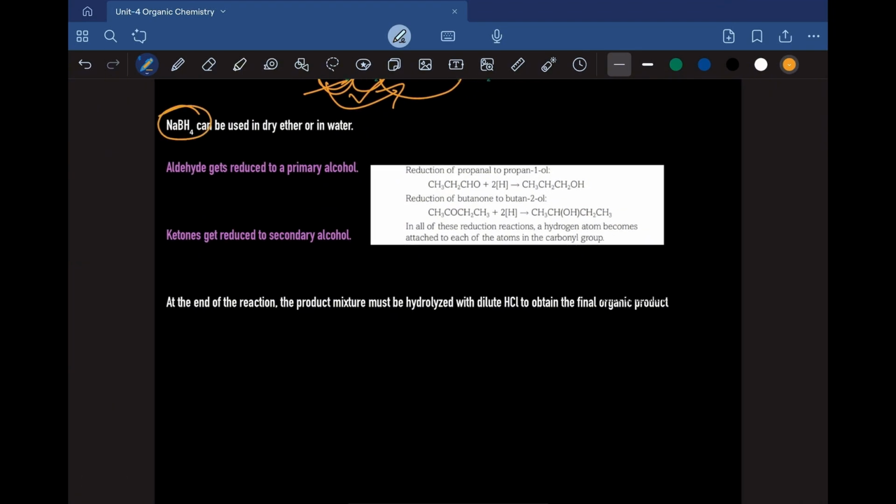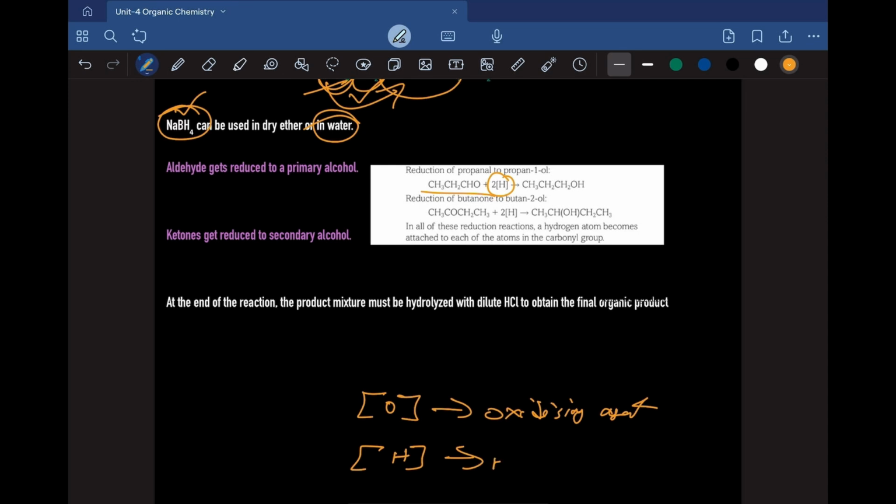Whereas sodium tetrahydroborate, which is another reducing agent, can be used in dry ether or in water. You can use it both ways. So when we reduce carbonyl compounds, what forms? You can see this is a propanol which has been reduced. One thing I want you to understand: this line is an oxidizing agent, and if there is H in square brackets, this means a reducing agent. This is the main difference between an oxidizing agent and a reducing agent.